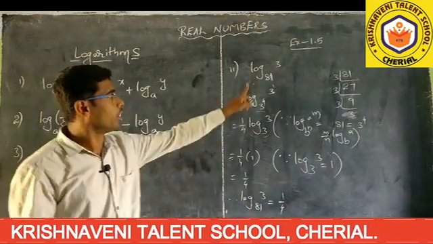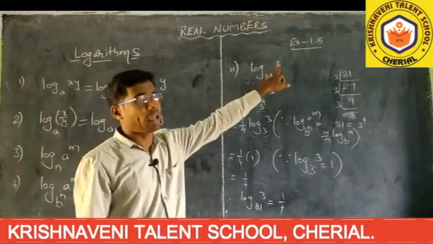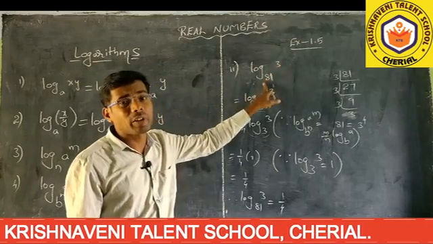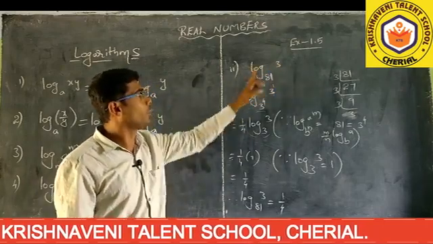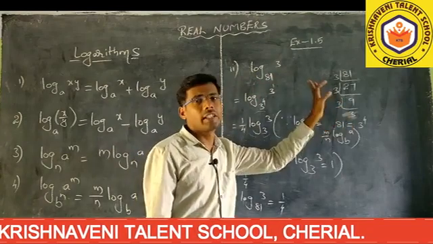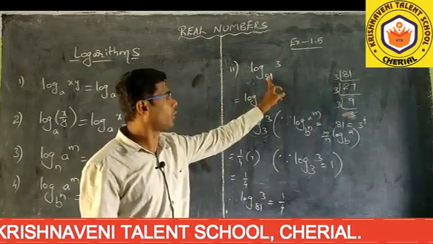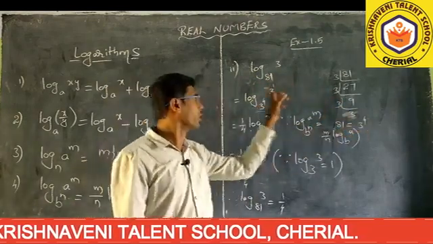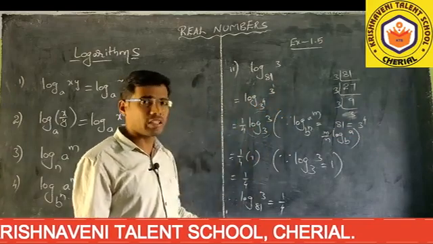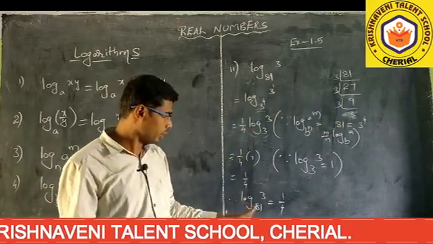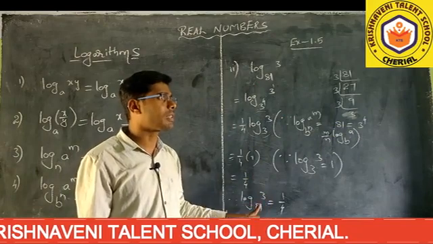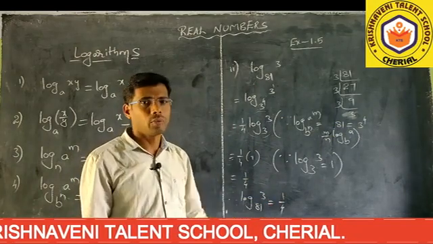Like this you have to use it. Nothing else, you just have to identify the relation between the number and the base. If you identify that, you can easily do it. 81 I can write as 3 to the power of 4. If it is 3 to the power of 4, then from here onwards it is easy for you to do the problem. So the value of log 3 to the base 81 is 1 by 4.